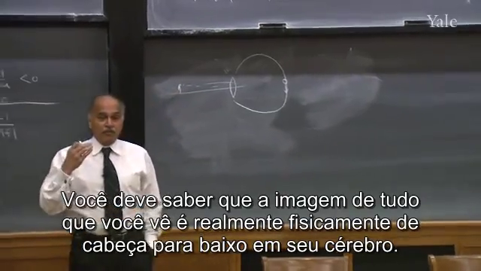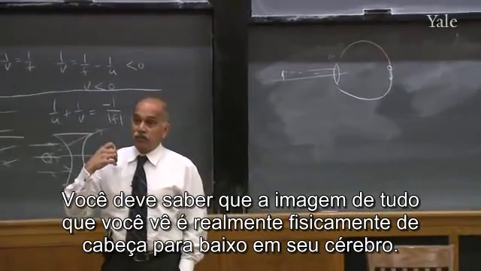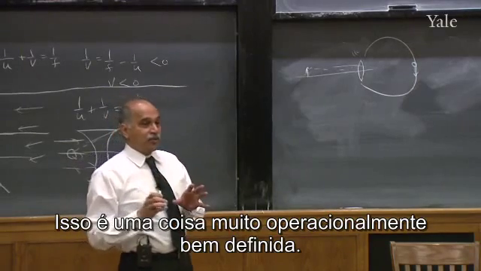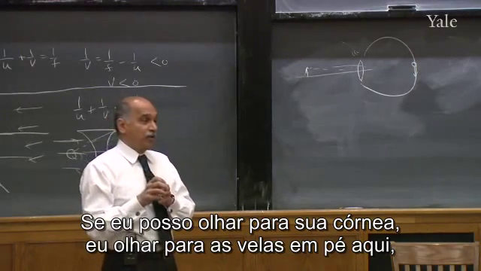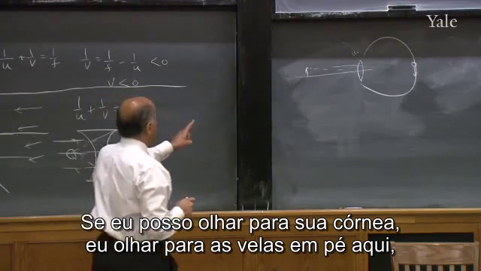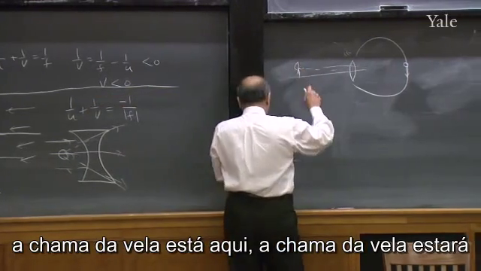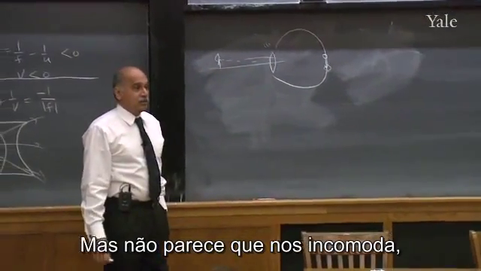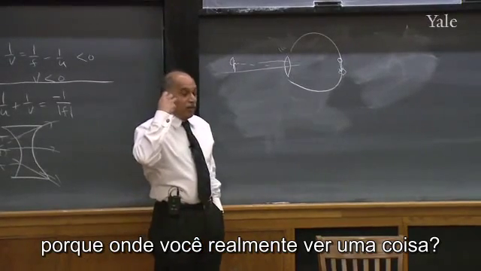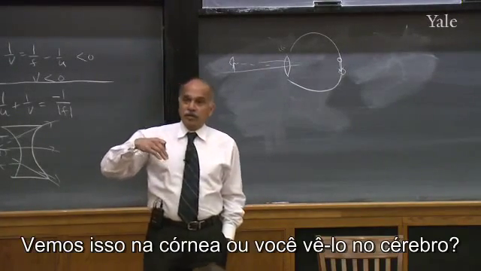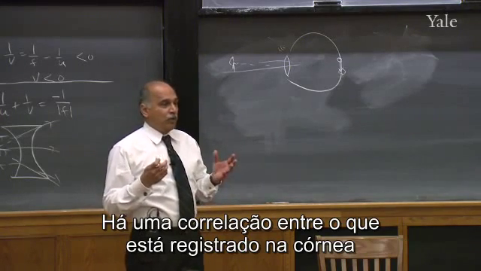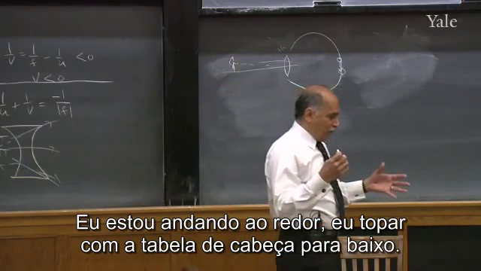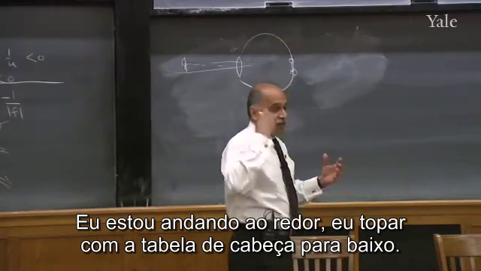You must know that the image of everything you see is actually physically upside down in your brain. Did you know that? Or you did not know that? But that's a very operationally well-defined thing. If I can look into your cornea, I look at the candle upright here, the flame of the candle will be here, like that. But it doesn't seem to bother us, because where do you really see something? It's not very clear. Do you see it in the cornea, or do you see it in the brain? There's a one-to-one correlation between what's registered in the cornea and what I run into in my real life. I'm walking around, I bump into the upside-down table. After a while, the fact that it's upside down, the cornea is not relevant.